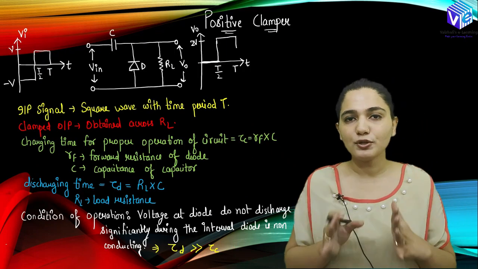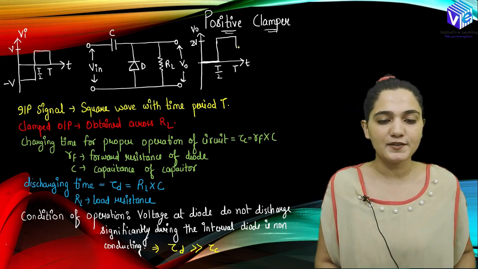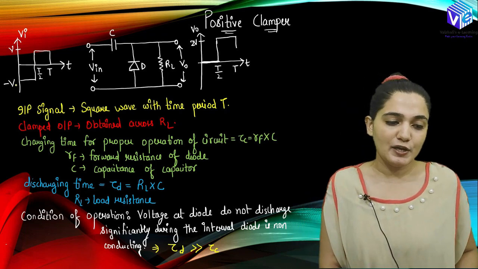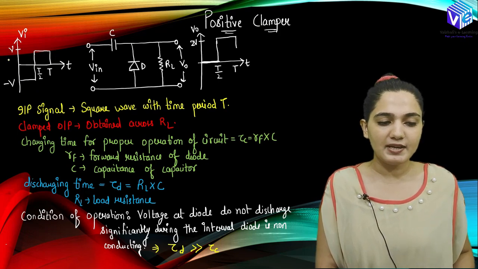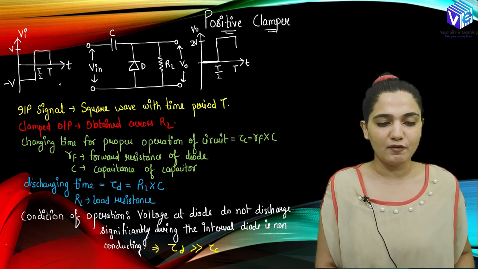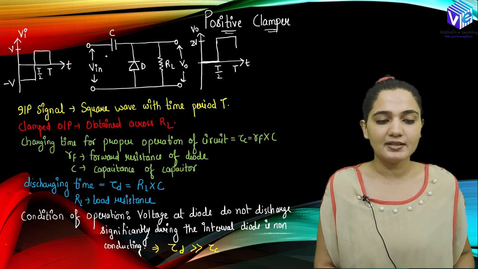Now coming to the two types of clamper, we have the positive clamper and the negative clamper. Let's suppose this is my input waveform. From -V to V we have the variation in the input waveform. Now this is the circuit. In the circuit we have a capacitor C and a diode.